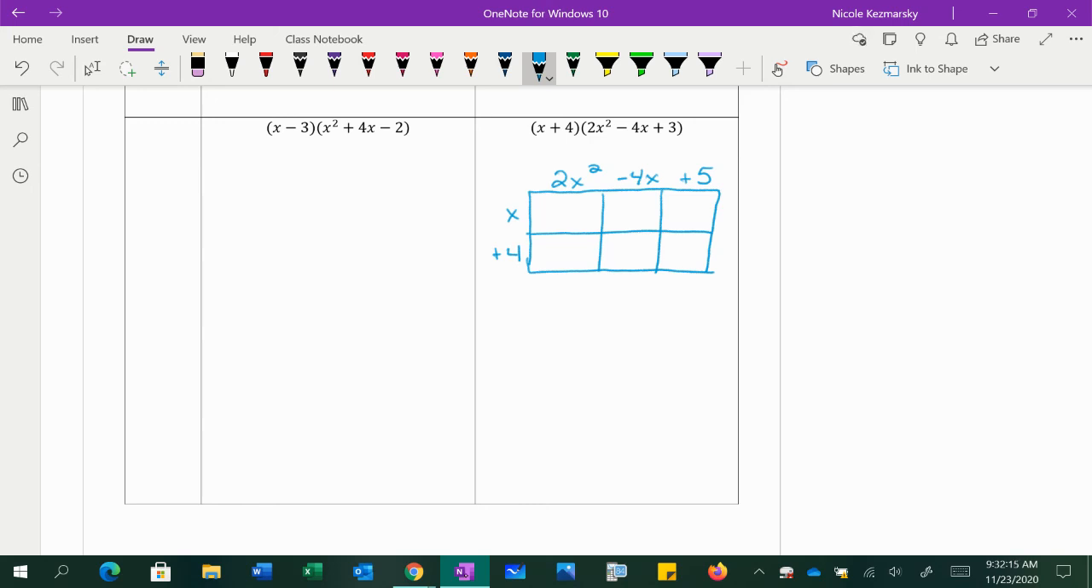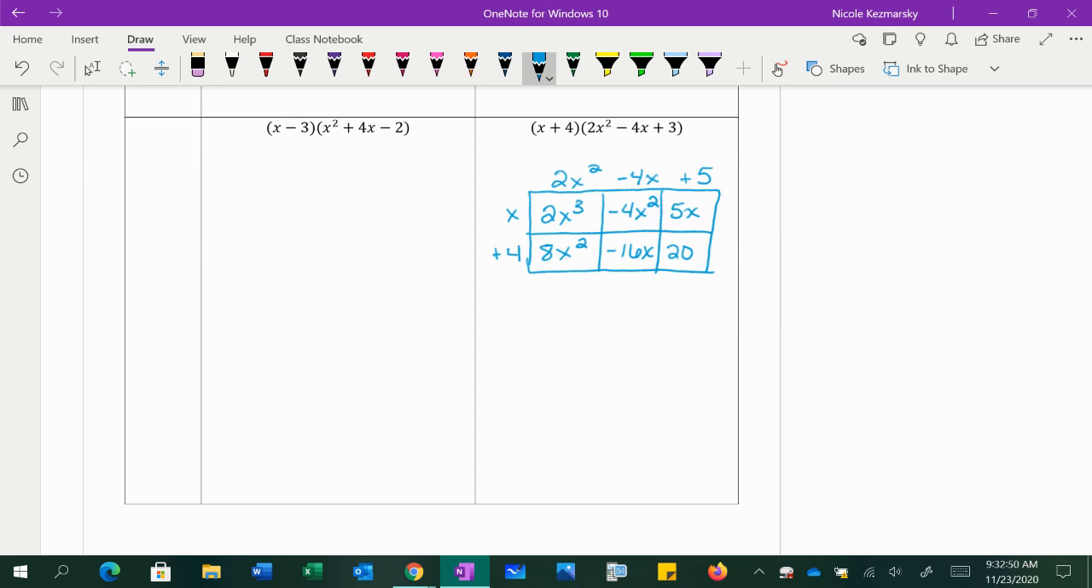So then 2x squared times x is 2x cubed. Going to the right, top row to the right, we're going to do x times negative 4x, which is negative 4x squared. Then x times 5 is 5x. Next row, first column, we're going to do 4 times 2x squared, so 8x squared. Then negative 4x times 4 is negative 16x. And then 4 times 5 is 20.